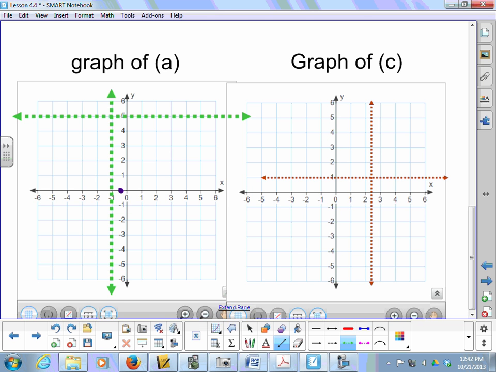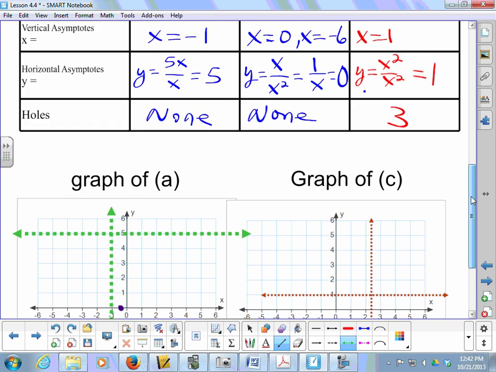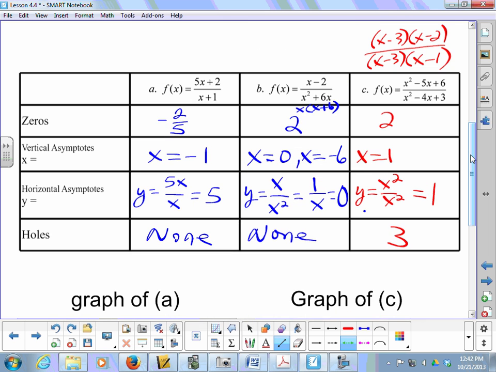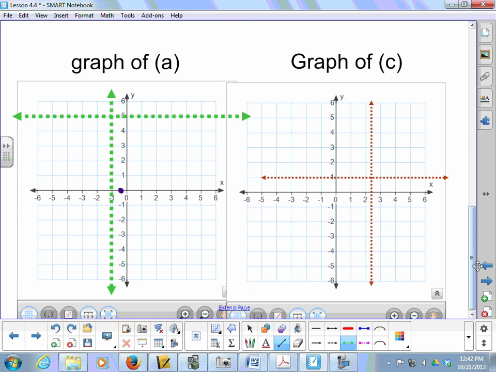We know there's no holes. For graphing purposes also, it'd be nice to know what the y-intercept is. So what's the y-intercept? For letter A, what's the y-intercept? It's the ratio of the constants. 2 divided by 1 is 2. So y-intercept is 2.